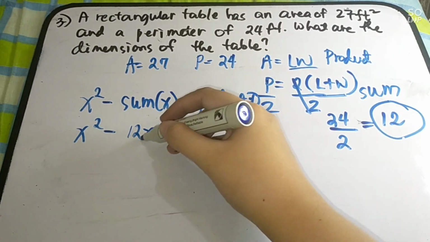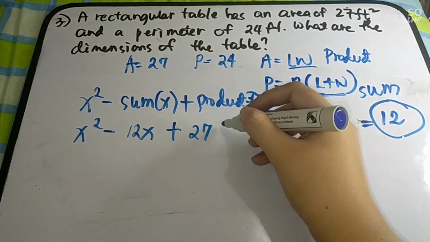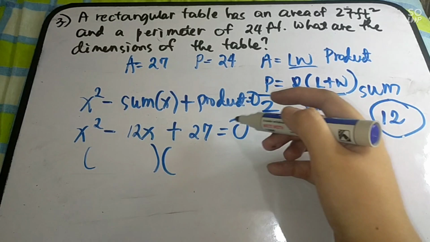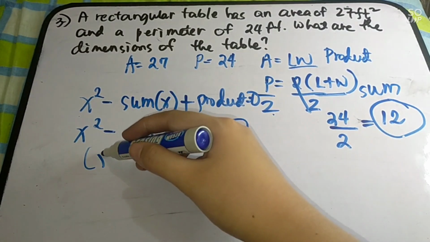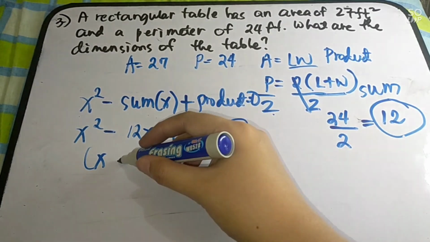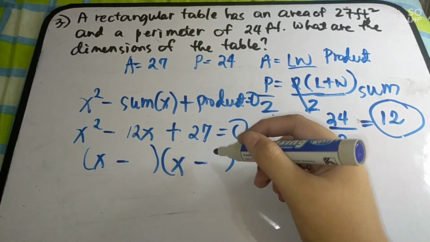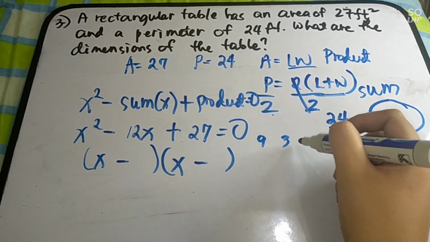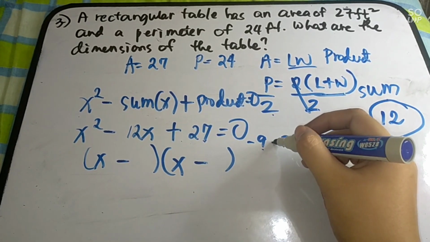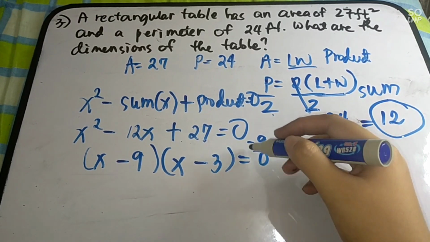So, we have here 12x, then plus, ang product natin, we have here 27 is equal to 0. Afterwards, we are going to factor. We have here x and x. Since ito ay negative and this one is positive, parehas na negative. Factors ni 27, pag inadd mo, is 12. We have 9 and 3. 9 times 3, 27. 9 plus 3, the answer is 12. They should be both negative. So, we have here x minus 9 and x minus 3 equals to 0.